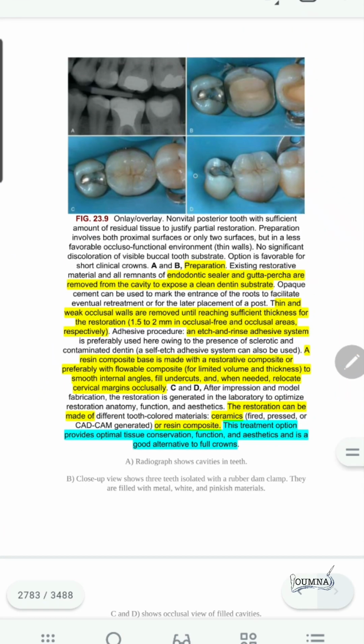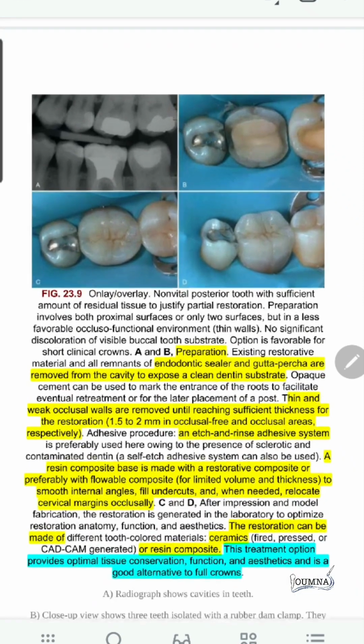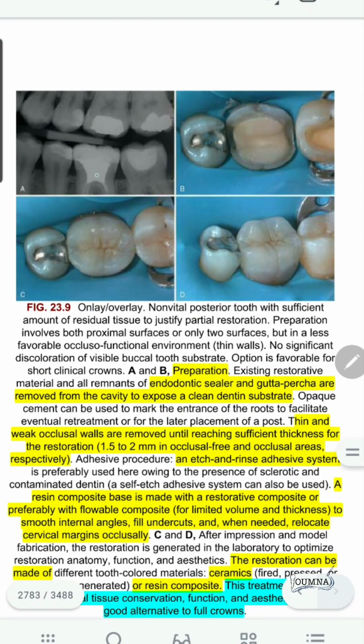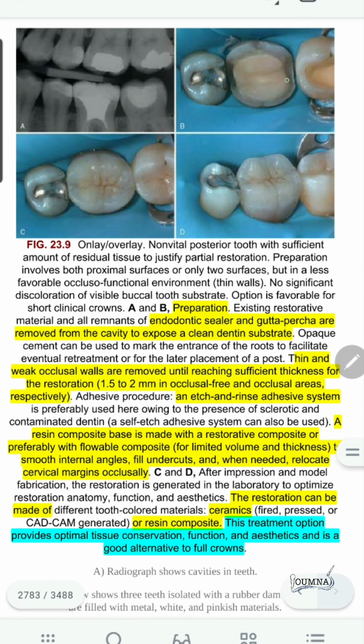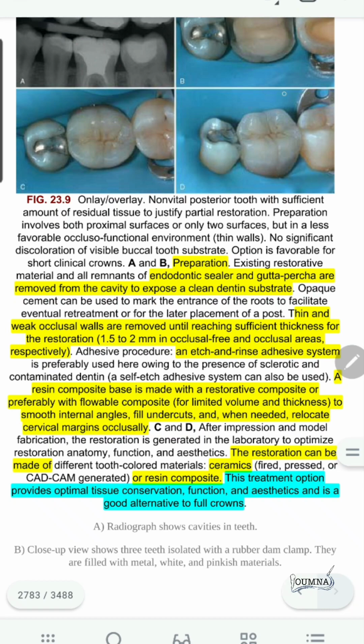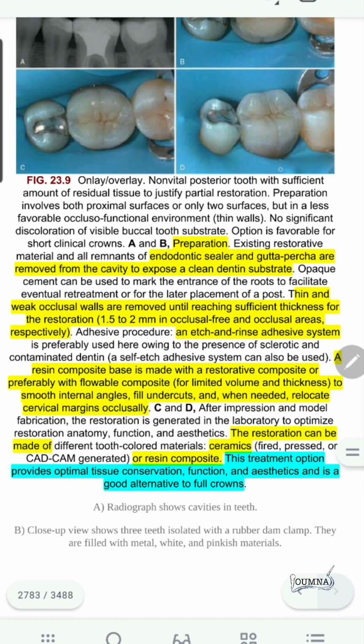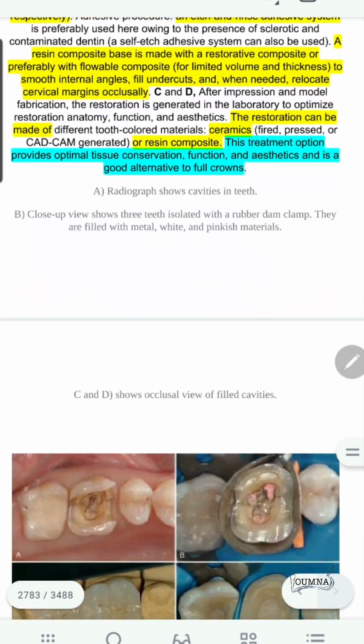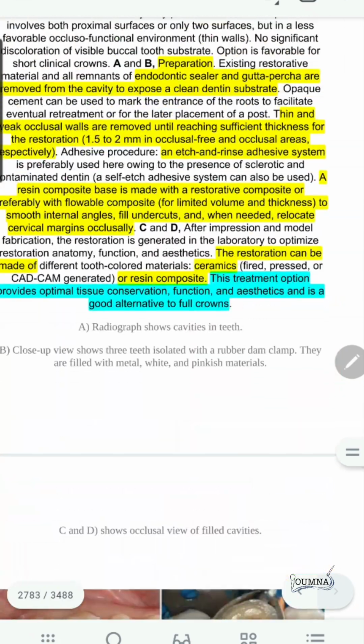This is the onlay overlay choice. We fill the chamber with flowable composite or a glass ionomer. Then we do the preparation of the tooth, which must be 1.5 to 2 millimeters. The onlay overlay can be ceramic or composite. We do the cementation by etching first, doing the bond and using a dual cure ceramic resin cement.